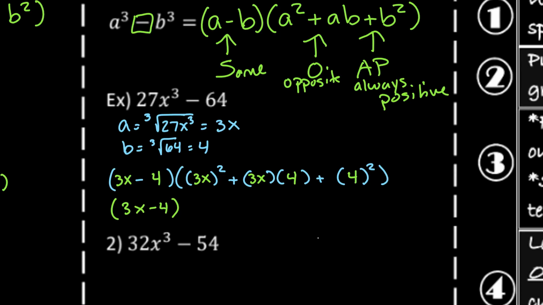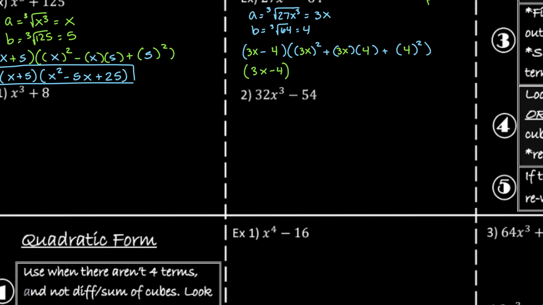Okay, so what is 3x squared? So we square 3x, and we get 9x squared, and then 3x times 4 is 12x, and 4 squared is 16. And then we would check to see if that quadratic is factorable, which it is not. So this is our final factored answer.